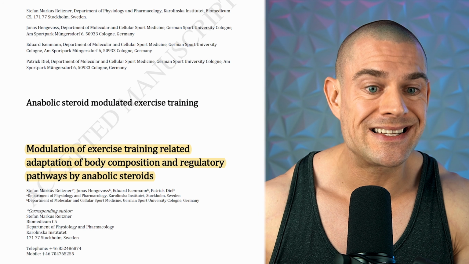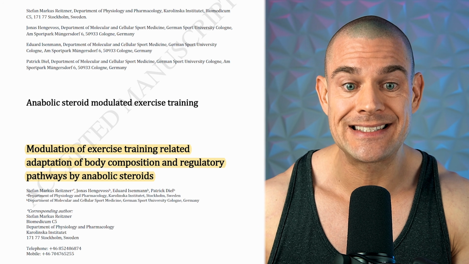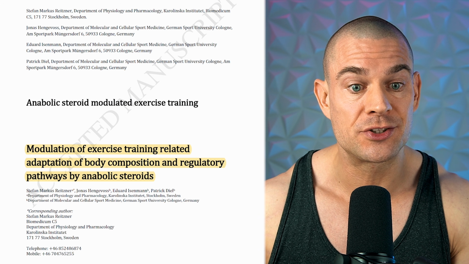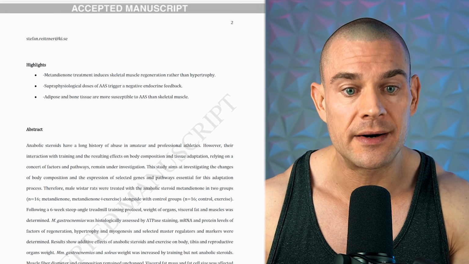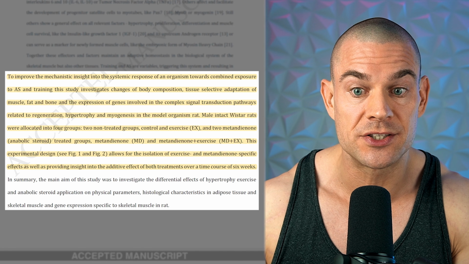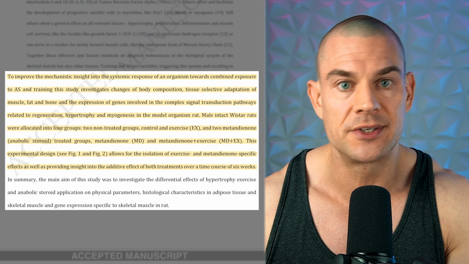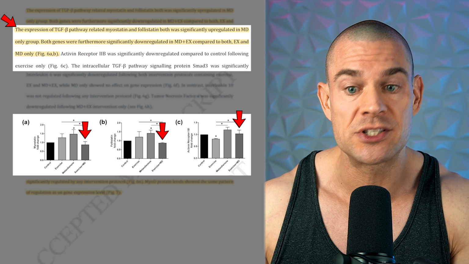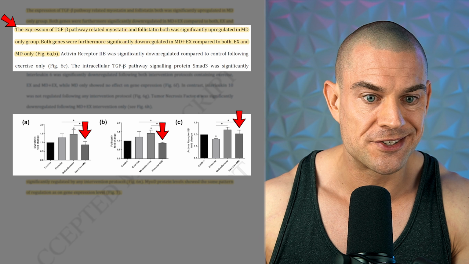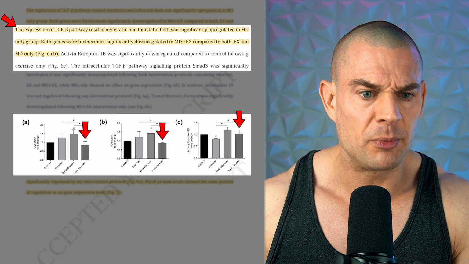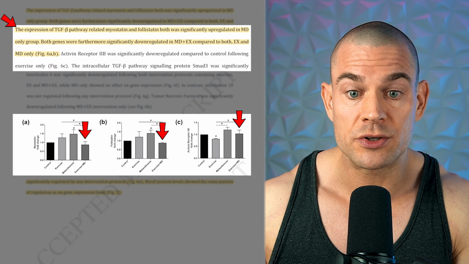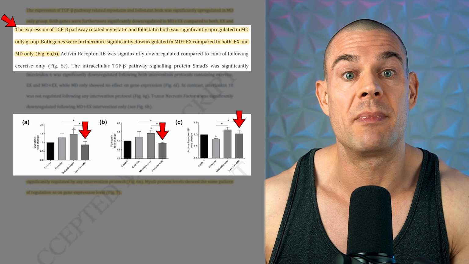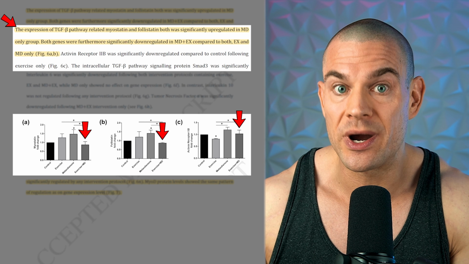And then the study performed by Reitzner et al., published on June 2019, titled "Modulation of Exercise Training Related Adaptation of Body Composition and Regulatory Pathway by Anabolic Steroids," another animal model where they investigate the effects of exercise plus the Anabol, exercise or the Anabol alone. And the results show that exercise plus the Anabol significantly reduces myostatin messenger RNA compared to the control, exercise or the Anabol alone. Albeit that follistatin and activin messenger RNA were also significantly lower in the exercise plus the Anabol group, and perhaps that's because there's not so much circulating myostatin to bind to and inhibit.